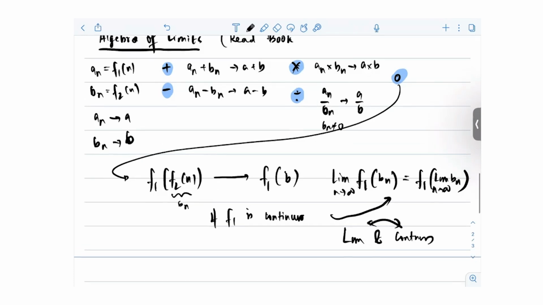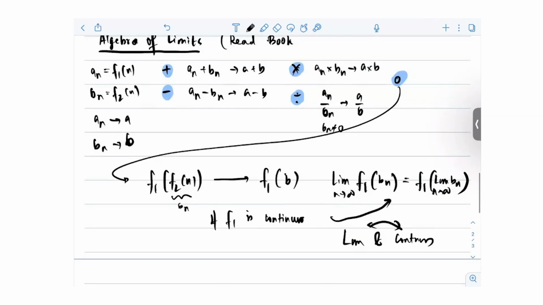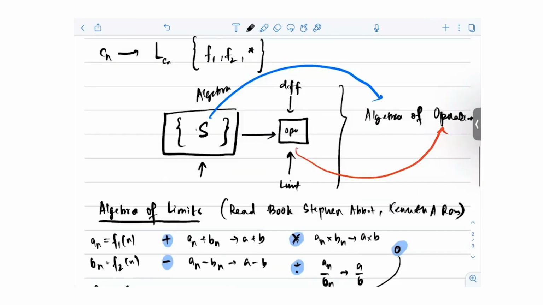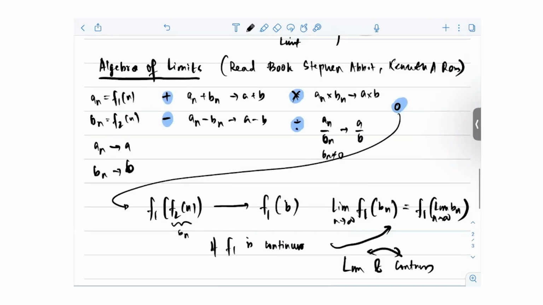So this is the algebra of limits. All of you understood this? This is very easy, guys, very, very easy. You understand the basic idea. So this is the basic thing out there.